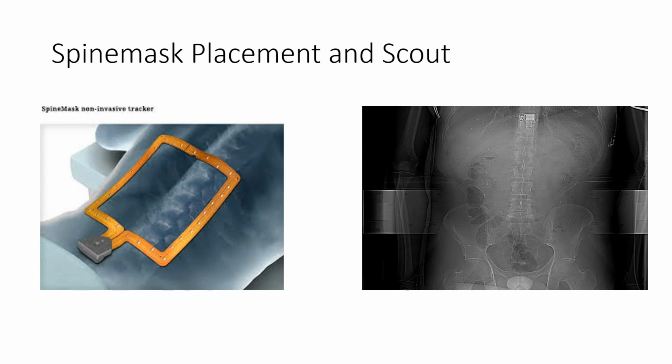This shows you the spine mask and how it's used. It sticks to the patient and has both the fiducials and the transmitters in place. And this shows a Bodytom scout. I don't know if you can see it, but there are little fiducials. As you can see, when you run the Bodytom, you can scan as much or as little of the spine as you want.